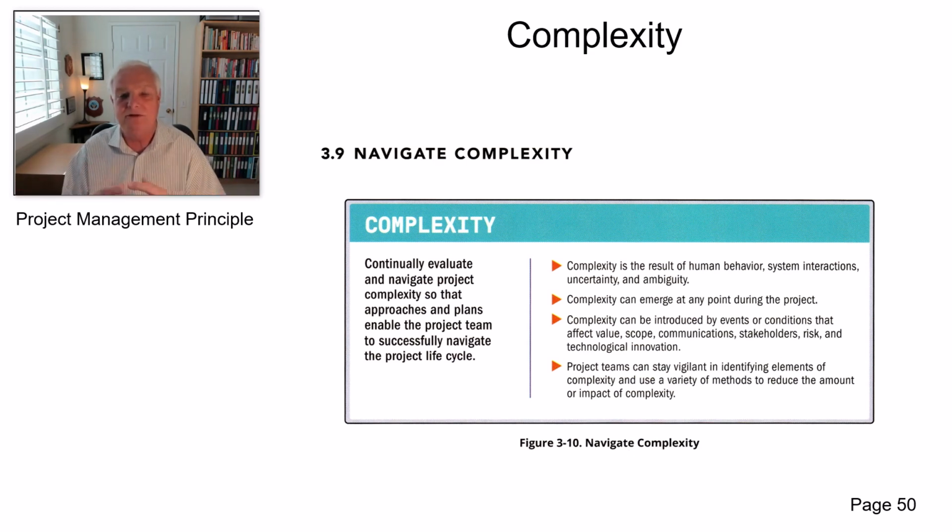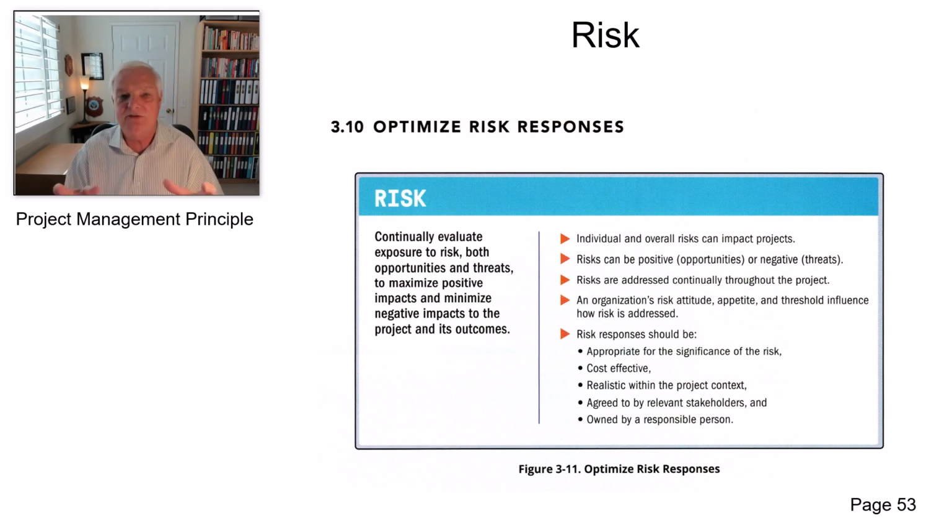Then you come back to your sanity and say, okay, well, let's just look at this. What are the system interactions of uncertainty and ambiguity that we need to define so that we can then create scope statements, so that we can then create the details necessary as far as requirements, then create the communication, stakeholders, risk, and technical innovations that can make that achievable. So don't forget, you're going to be navigating complexity. The next piece of it is risk.